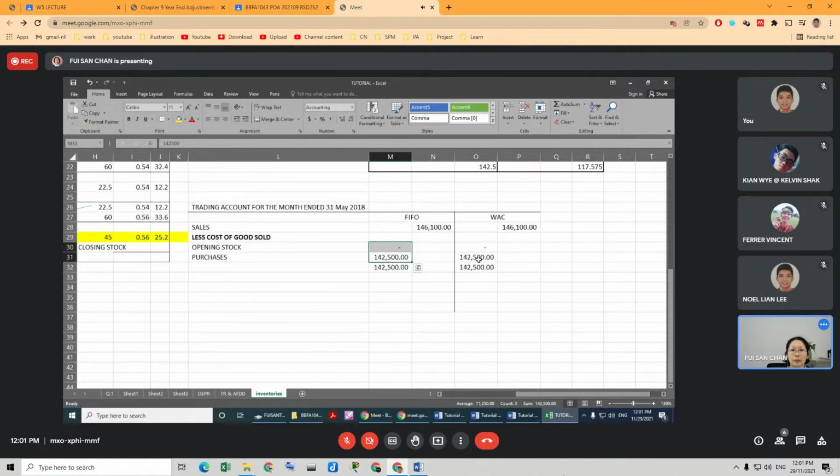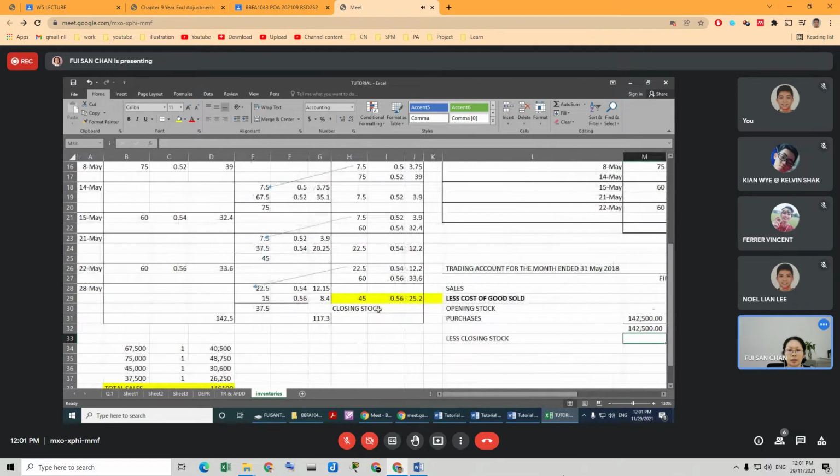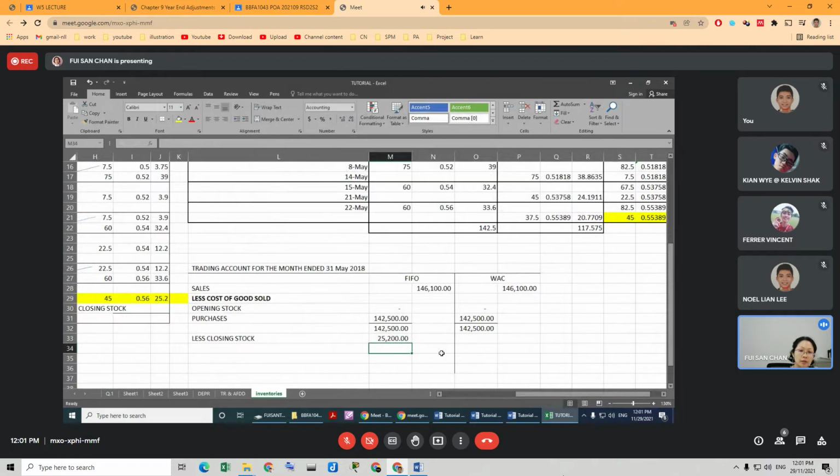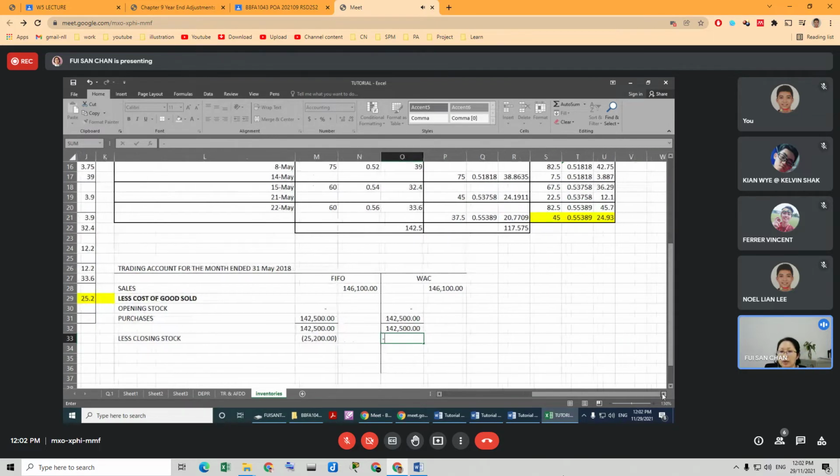Okay, so now we less closing stock. How much is your closing stock according to first in, first out? First in, first out closing stock is here, right? Yes. So 25, right? Closing stock is this much. And this one should be a negative number because it's minus. How about this one? How much is the closing stock? Can you see where the closing stock is?